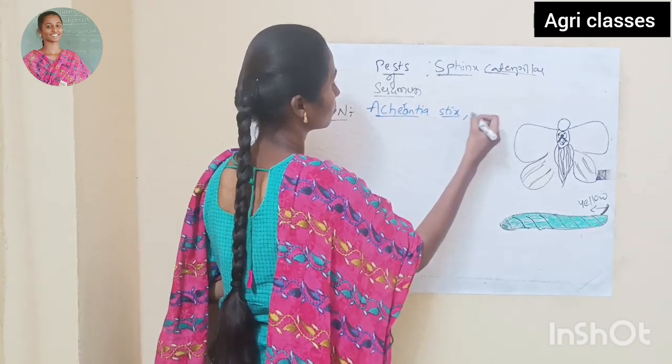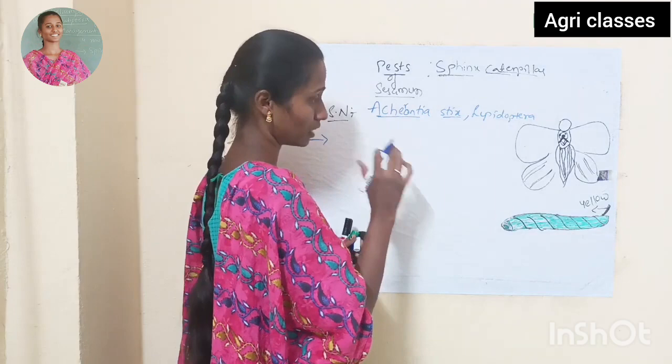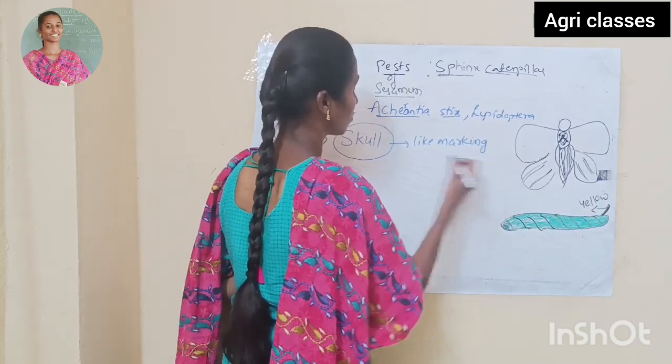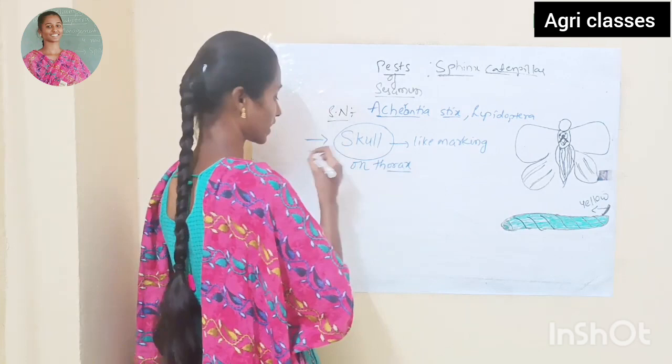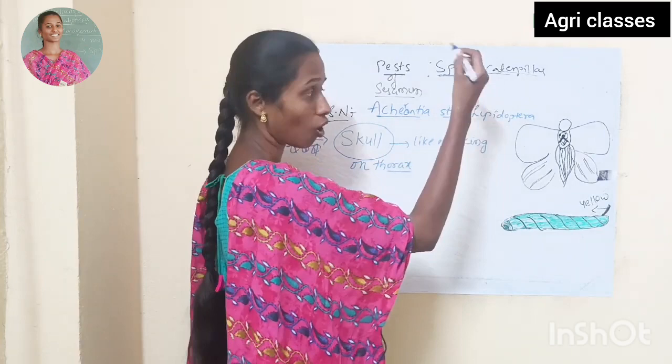So the main important point in this Sphinx caterpillar is that the moth is brownish color, large, and having skull like marking on the thorax. It is a most important objective question for the competitive exams. So which moth has skull like marking on the thorax? It is the Sphinx moth or hawk moth or deadhead moth.